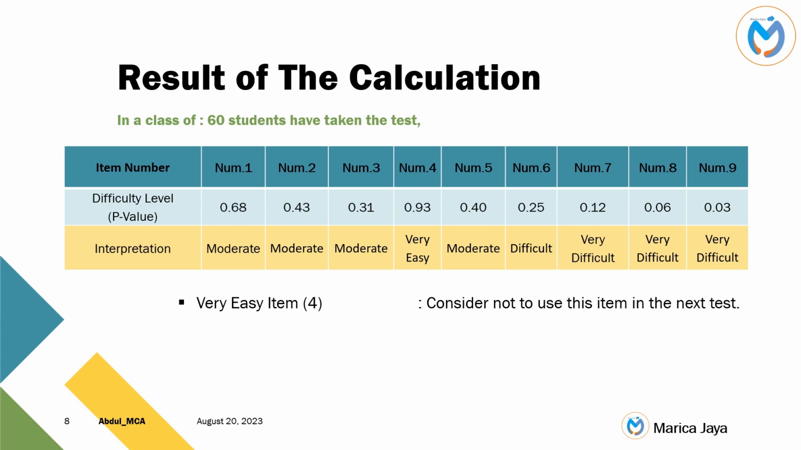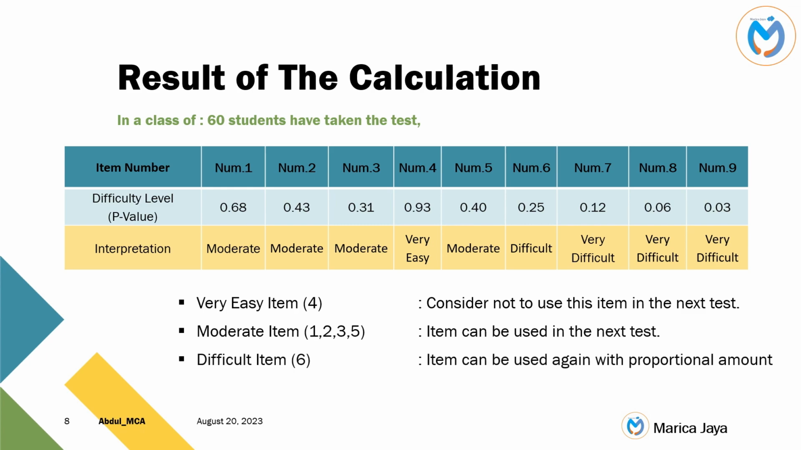The conclusion will be, item number 4 is categorized as a very easy item, so we should consider not to use this item in the next test. Items number 1, 2, 3, and 5 are categorized as moderate items, so the items can be used in the next test. Item number 6 is categorized as a difficult item. The item can be used in the next test but with a proportional amount. Items number 7, 8, and 9 are categorized as very difficult items, so we should consider to revise the items.